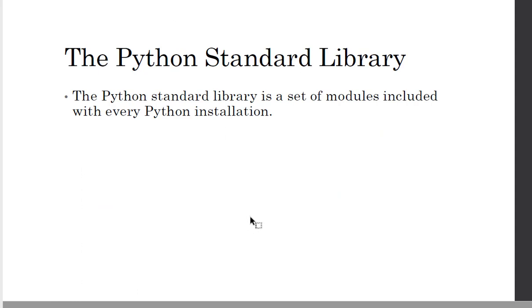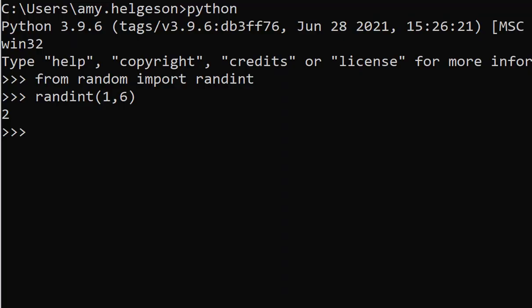The Python standard library is a set of modules included with every Python installation. The reason we're looking at these is that there are some libraries we're going to use for our last two labs. One of them is the random library, where we're going to look at a function called randint.